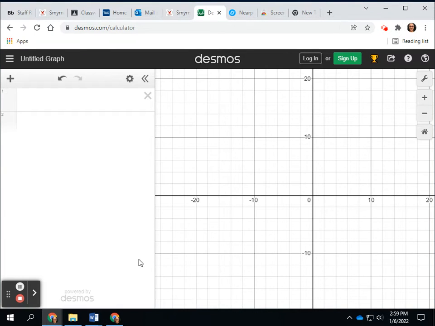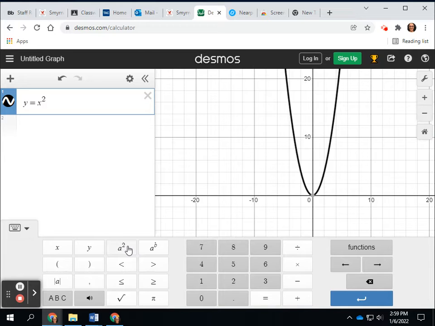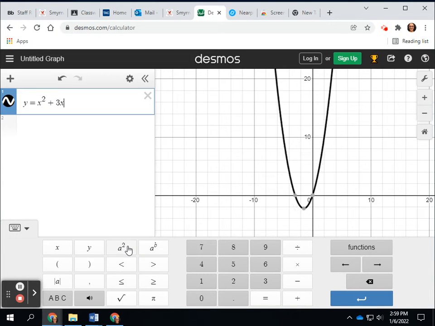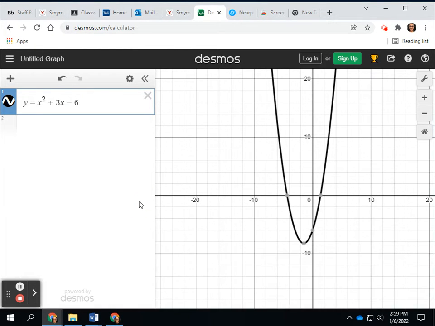Okay, everybody. So we're going to start with number one. And basically, whatever the letter they give you, you're just going to use x. So we're going to start by putting y equals x squared plus 3x minus 6. This is our quadratic. I know it's a quadratic because it starts with an x squared in it. And that's what we're going to use this diagram to answer the questions.